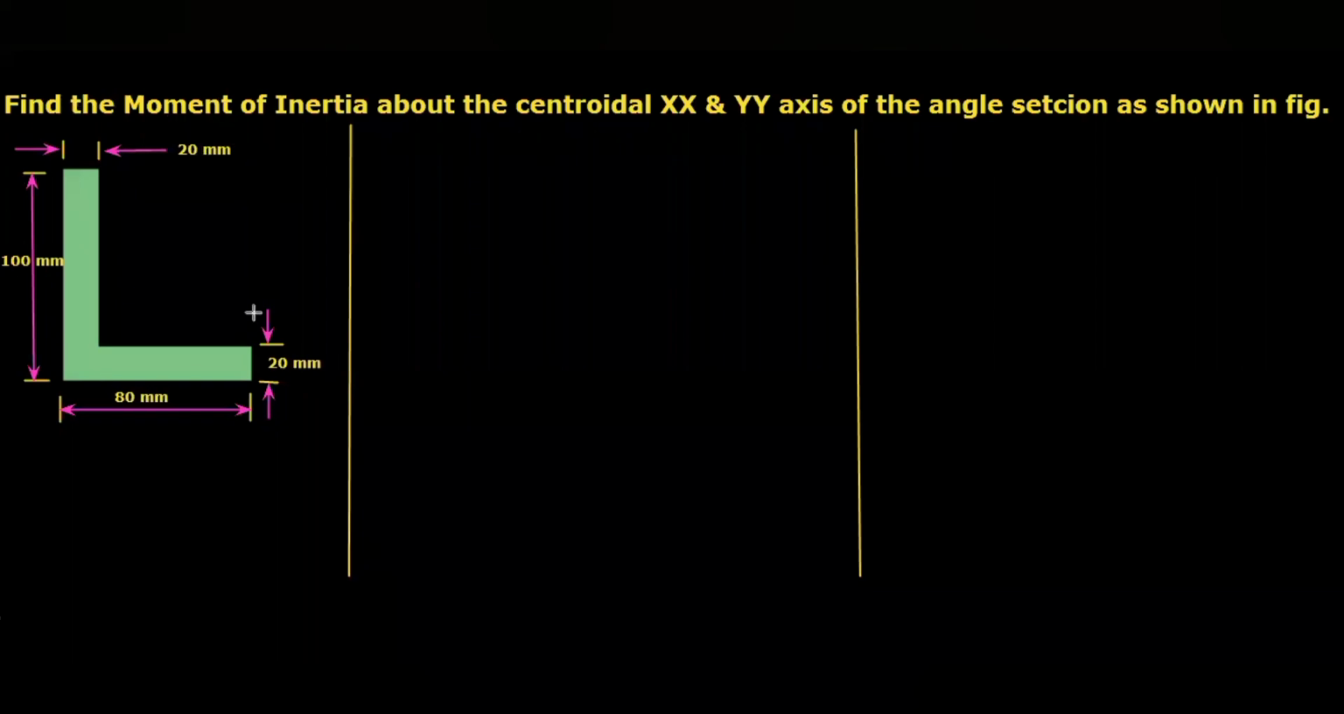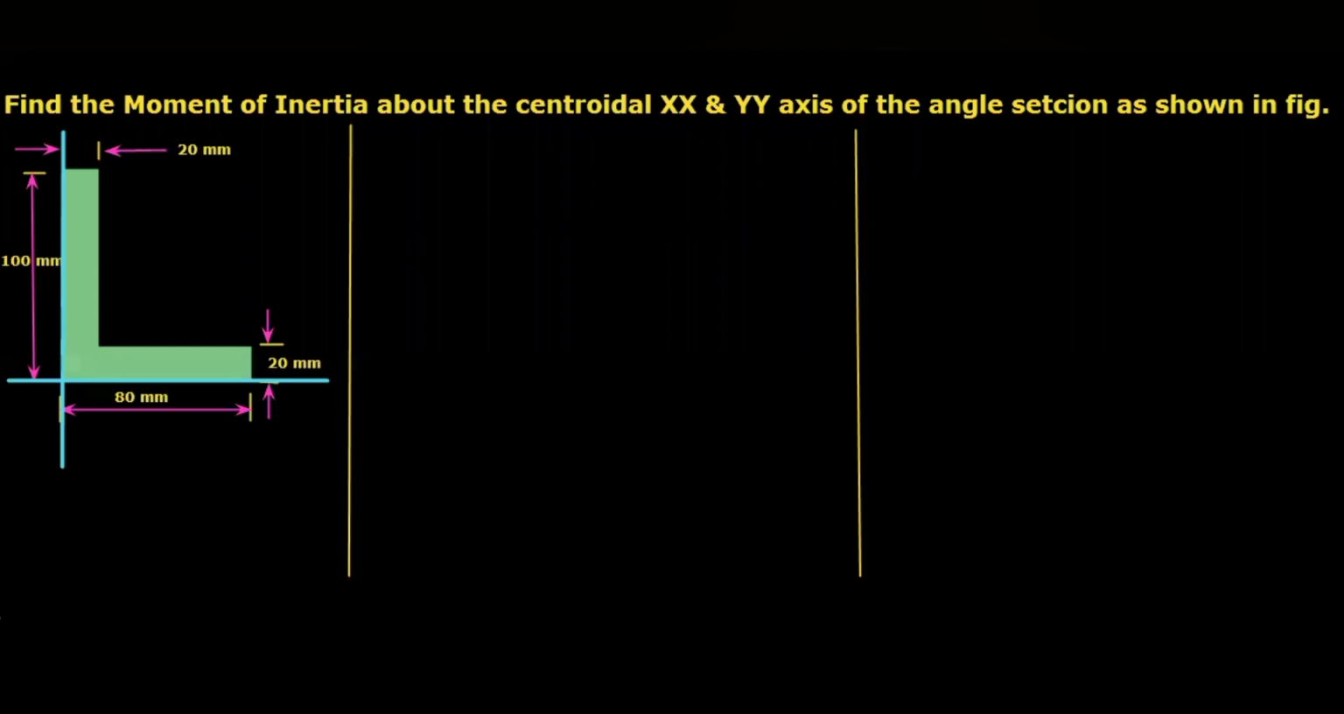Here you can see this is an unsymmetrical section. That is, it's not symmetric about any axis. So we have to calculate both x bar and also y bar. First, I'm going to consider the reference line for y bar and then x bar. We know that the bottommost line is the reference line for y bar, the leftmost line is the reference line for x bar.